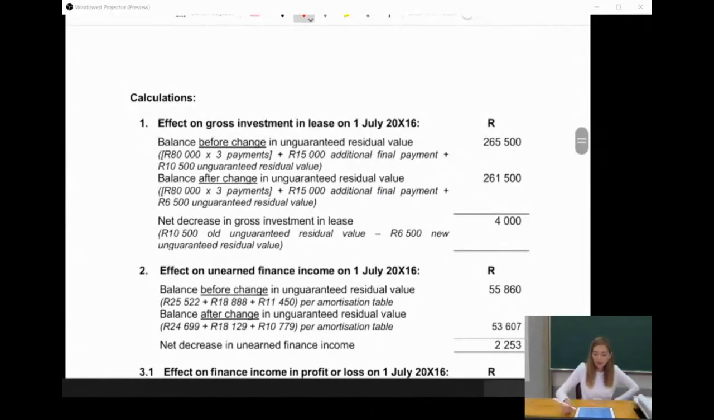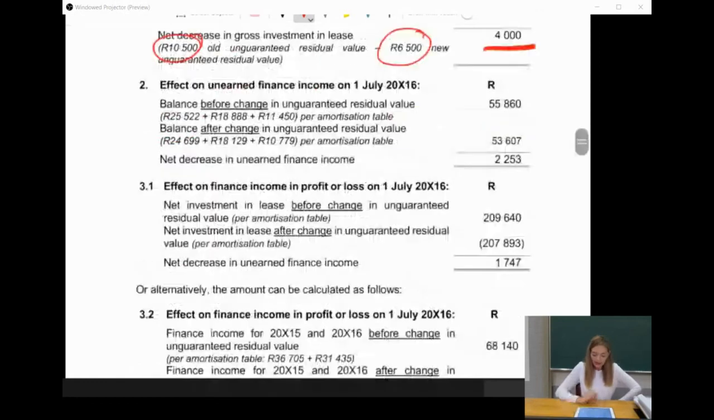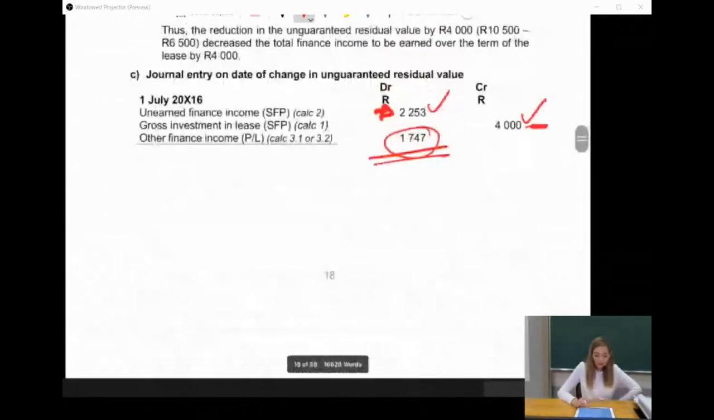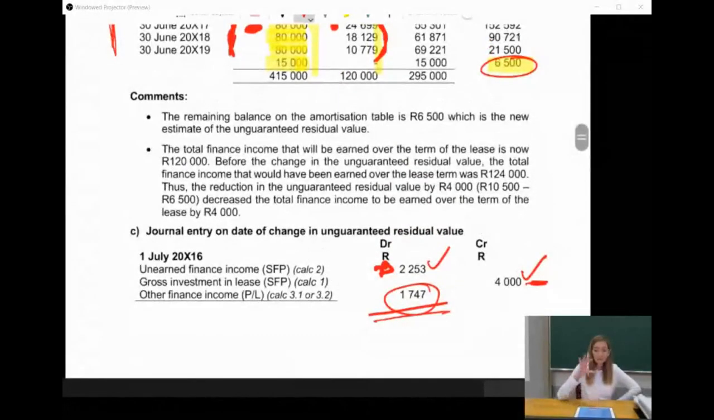Here we have some long explanations of how we got to the change in the gross investment in the lease, but basically the only change was between the 6,500, which is the new unguaranteed residual value, and the 10,500. All the other amounts stayed the same. Go and look at this example. It gives a nice detailed explanation of everything.